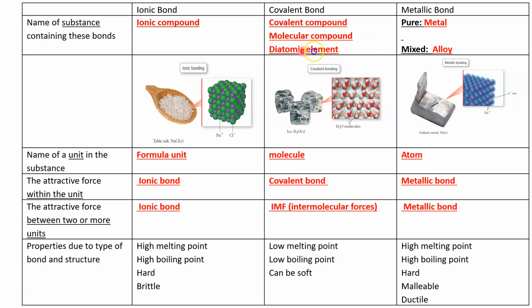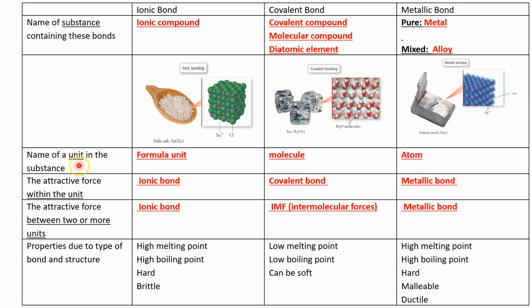But don't forget about your diatomic elements. That's like H2, O2, Cl2, N2, and so on. Diatomic elements are also made up of covalent bonds. Then we have metallic bonds. The substance that is made up of metallic bonds, if it's a pure substance, that would be a metal. It's just an element. It's a metal. But if we have a mixture, it's an alloy. Now, alloys are unique substances. We're going to be talking about them in more detail later.